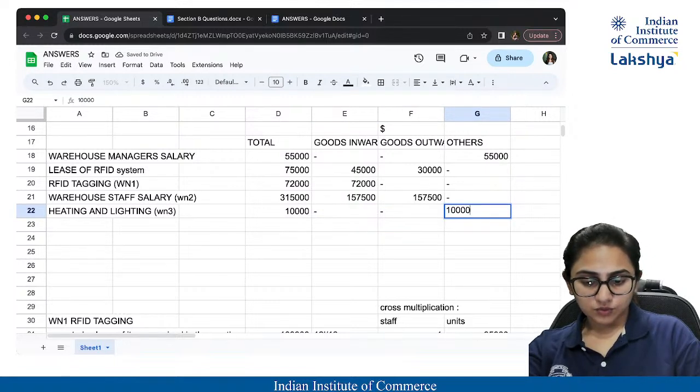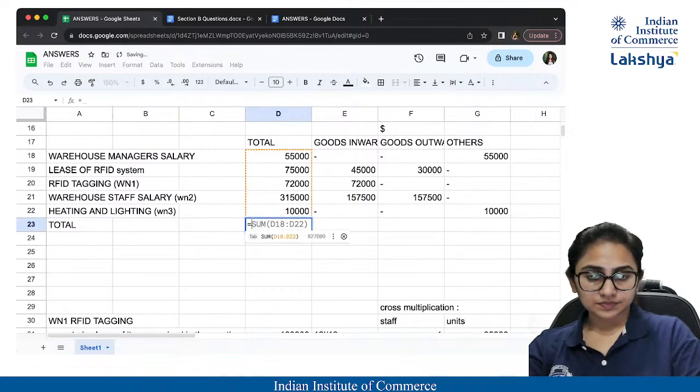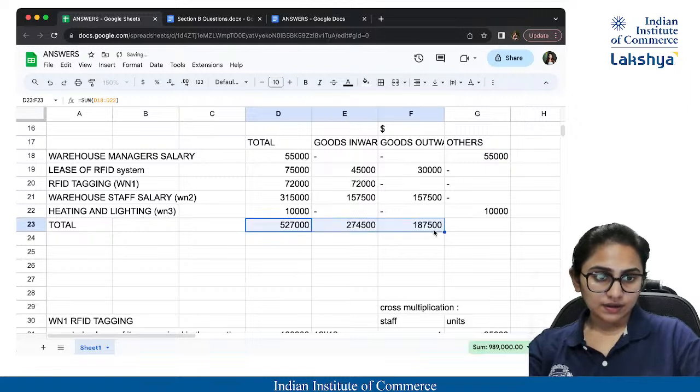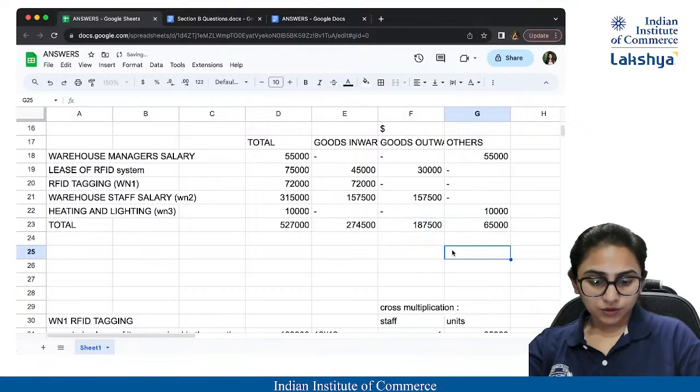Now we have to find the total of each section. Now you got the total of this. You just have to drag and drag. So you got the totals of all.